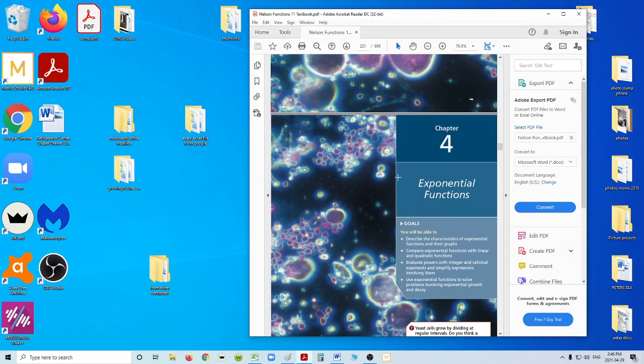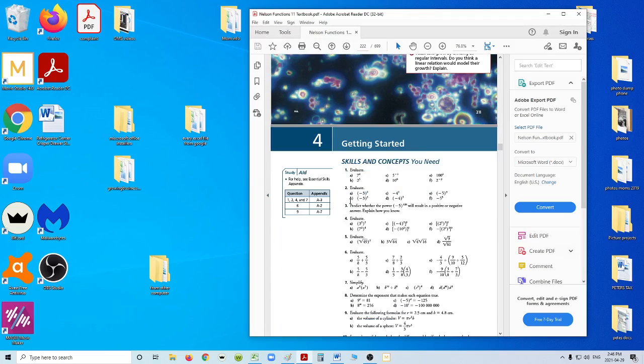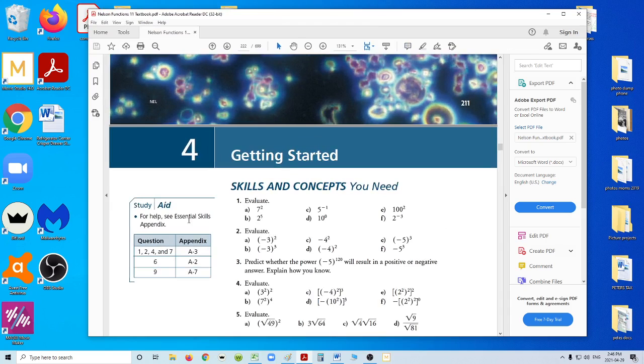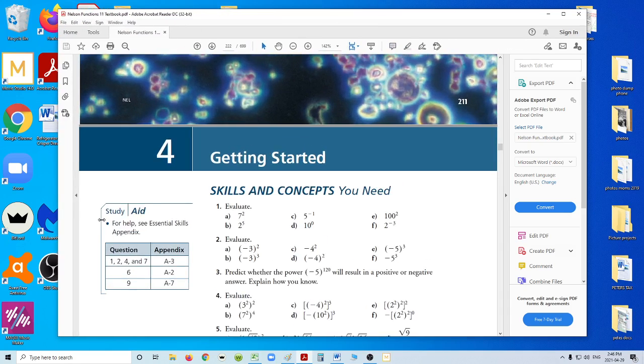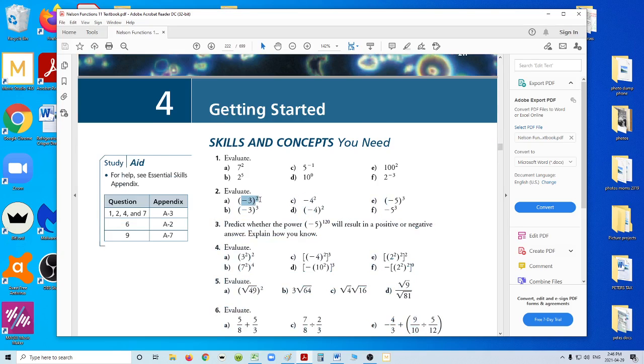Okay, this is chapter 4, exponential functions. Fortunately, it behaves just the same in transformations as every other function. It really helps to understand this function, though. It's very much used in science. They want you to refresh your skills with exponents: the power rules, the addition rules.